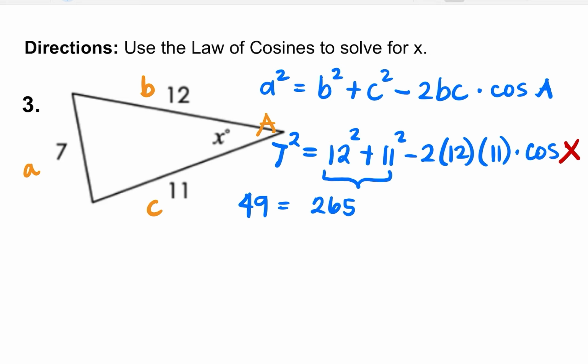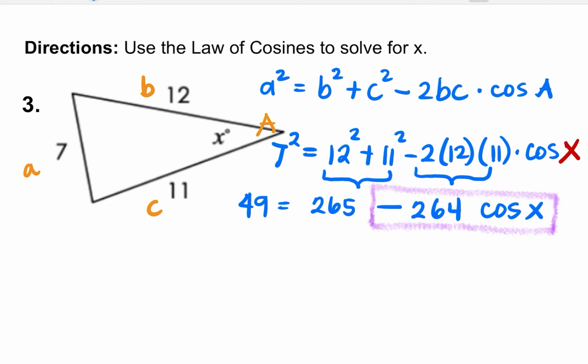And then multiplying these three numbers, that will be minus 264. We're going to bring down cosine x. Notice that this expression right here, they are together. Just like when we are dealing with a linear equation, when we have, let's say, 2x, the 2 is attached to the x. So we can't separate these two.